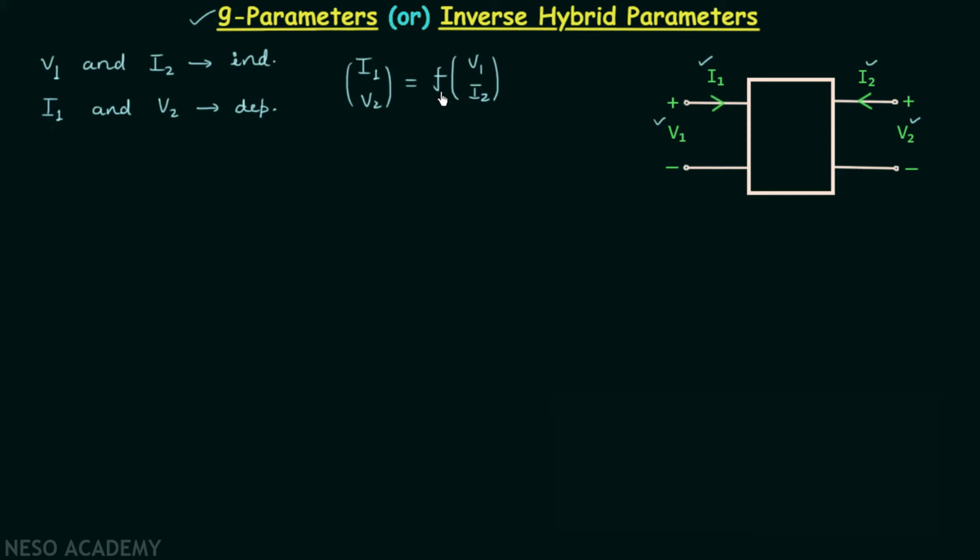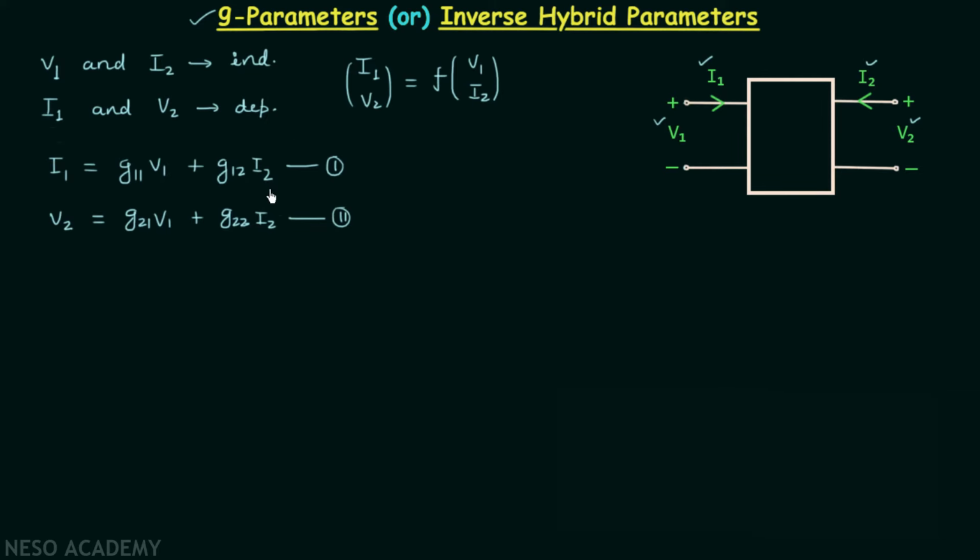Now from here we will have two equations. Equation number 1 is current I1 equal to parameter G11 multiplied by V1 plus parameter G12 multiplied by I2. Let's say this is our equation number 1. And we have the second equation, voltage V2 equal to parameter G21 multiplied by V1 plus parameter G22 multiplied by I2. And let's say this is our equation number 2.